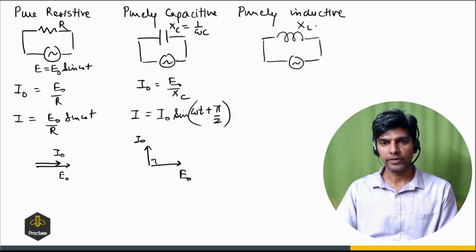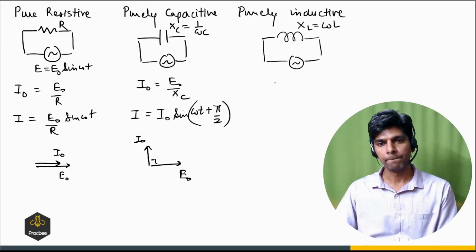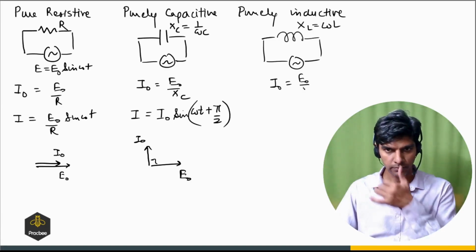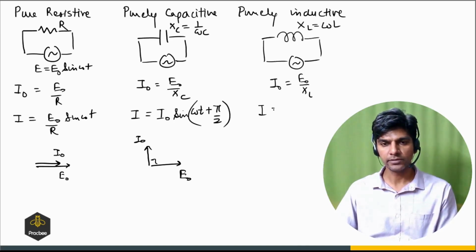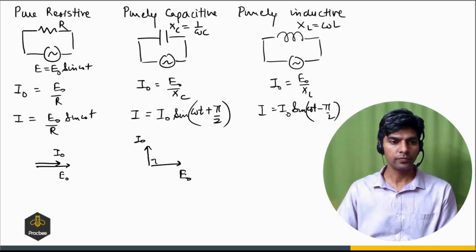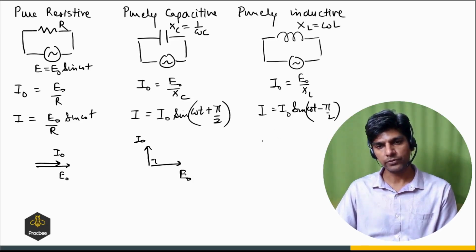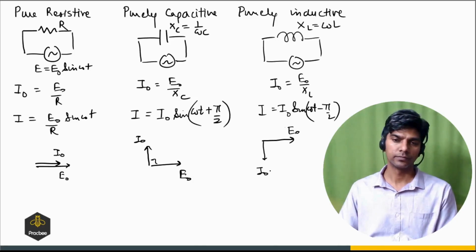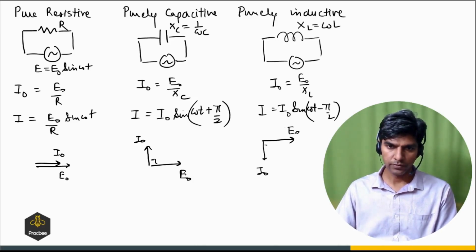Now in case of a purely inductive circuit, where inductive reactance is omega times L, the peak current will be E naught by XL, and the instantaneous current will be I naught sine omega t minus pi by 2. So in case of a purely inductive circuit, current lags the voltage by pi by 2. So if this is E naught, then this will be I naught. So current is lagging the voltage by pi by 2.